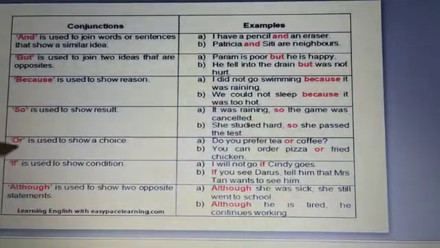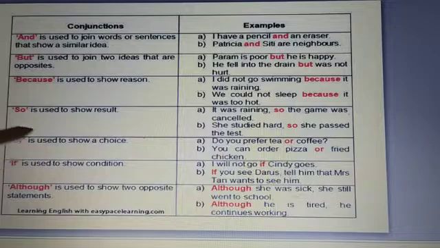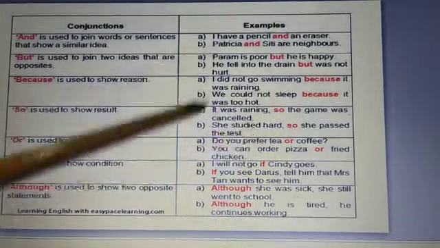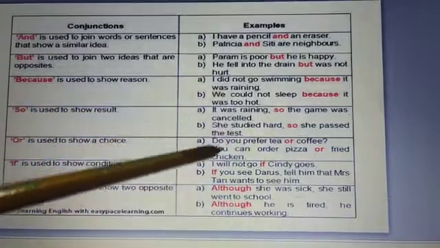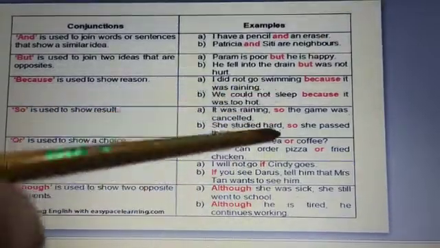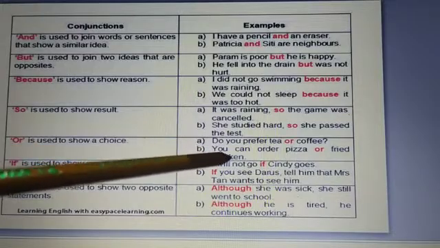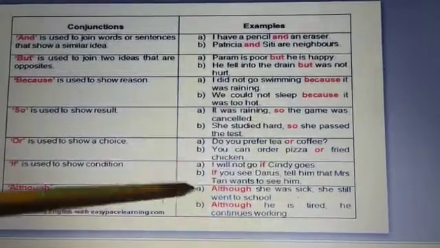Or is used to show a choice. We use or when we give a choice. Example: do you prefer tea or coffee? Means we are giving an option, we are giving a choice. To show that, we use the conjunction or. You can order pizza or try fried chicken.